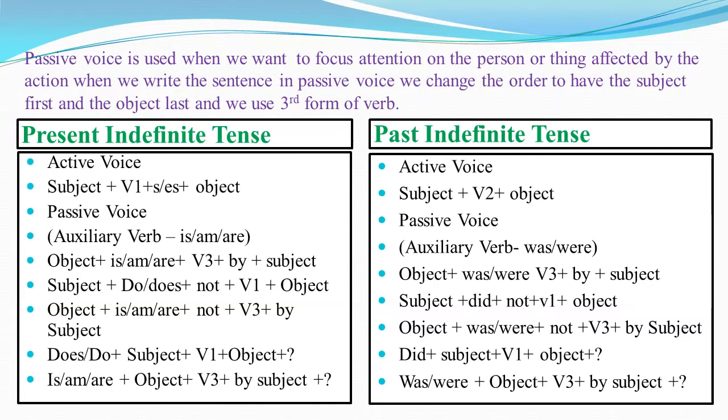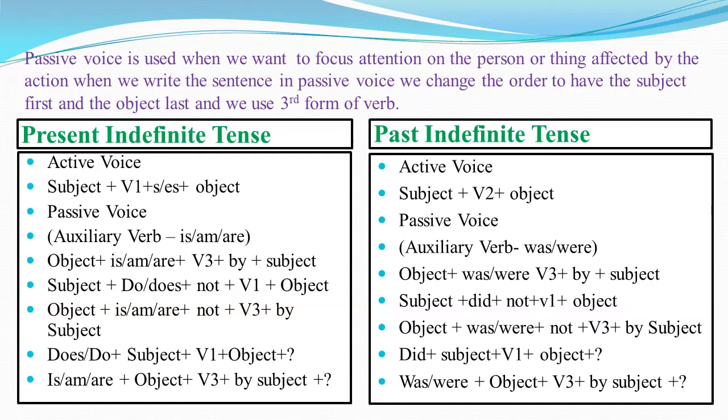Okay, now come to the past indefinite tense. Structure of past indefinite tense active voice sentence is subject plus second form of verb and then object. And for the passive voice, we will use auxiliary verb was or were here, and the structure is object plus was or were, then third form of verb, after that by, and then subject.